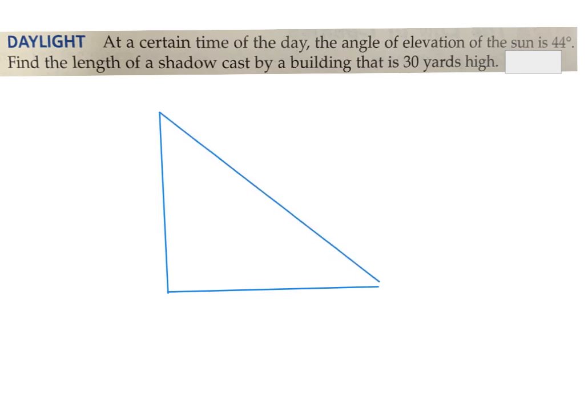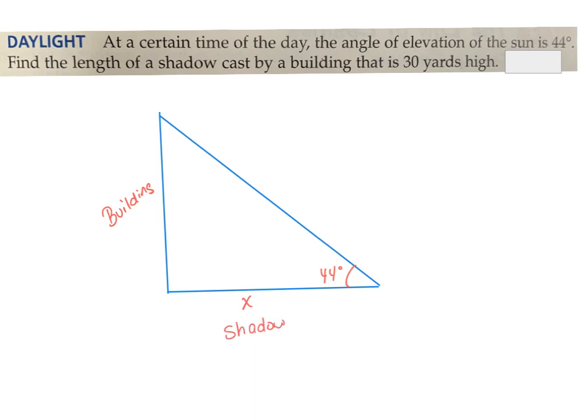So, angle of elevation. It's not very straight, but that's okay. Angle of elevation from the ground up to the sun. So that is going to be 44 degrees. The length of the shadow cast by the building is what we're looking for here. So we're looking for the shadow. So shadow is always going to be on the ground, obviously, for the most part. 30 yards high. That is my building.